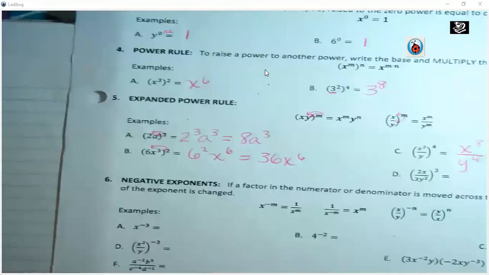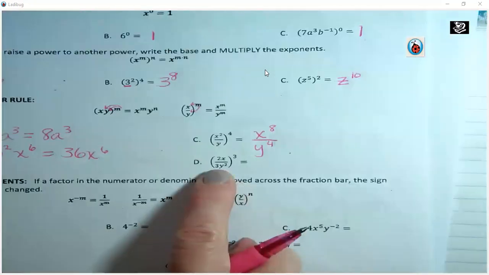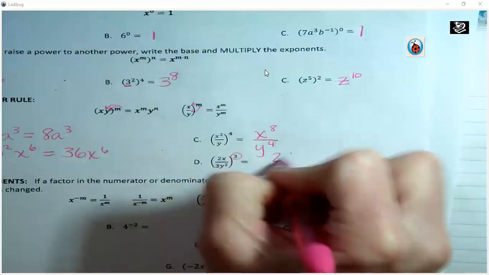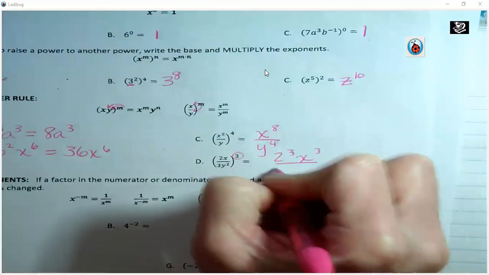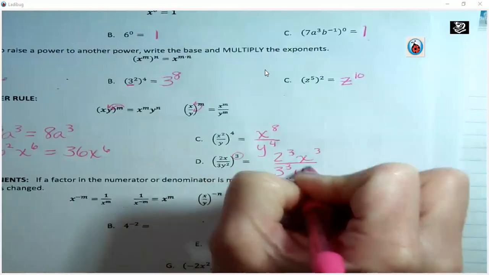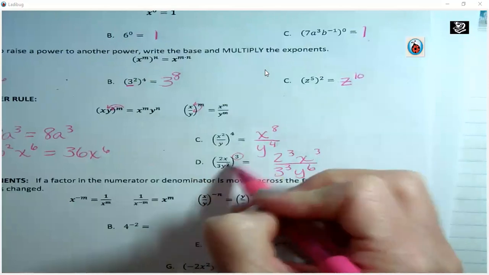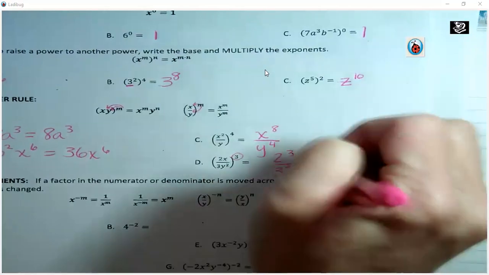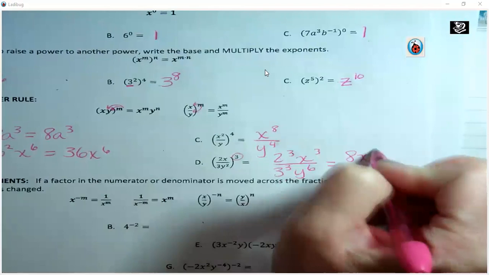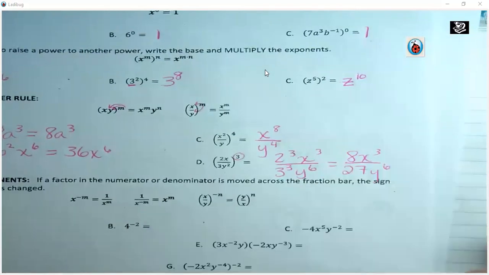Okay. All right, we've got a lot going on in this one. Remember, this 3 goes to everything. So 2 to the 3rd, x to the 3rd, 3 to the 3rd, y to the 6th. Those 2 get multiplied. Okay. All right, you could simplify that a little bit more. 2 cubed is 8. 3 cubed is 27. So you could do an extra step if you wanted to. Okay.